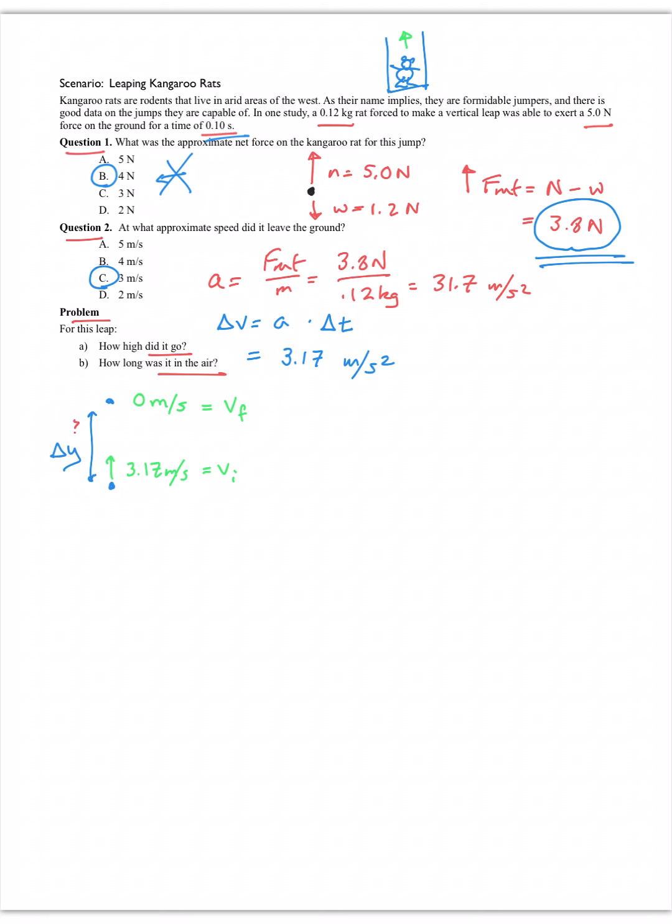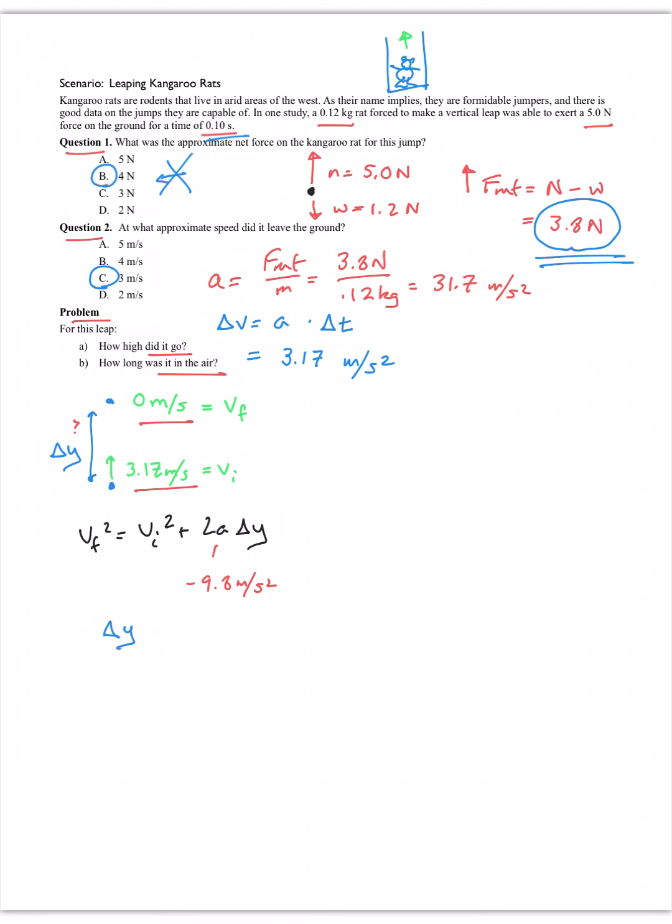Well, for this part of the problem, let's not worry about the time. If we don't worry about the time, my basic relationship for motion with constant acceleration, which this is, that doesn't use time, looks like this: Vf squared equals vi squared plus 2 times a times delta y. And we know the acceleration. This is just free fall, so the acceleration is equal to negative 9.8 meters per second squared. I know the initial velocity, the final velocity, and the acceleration. The only thing I don't know is delta y.